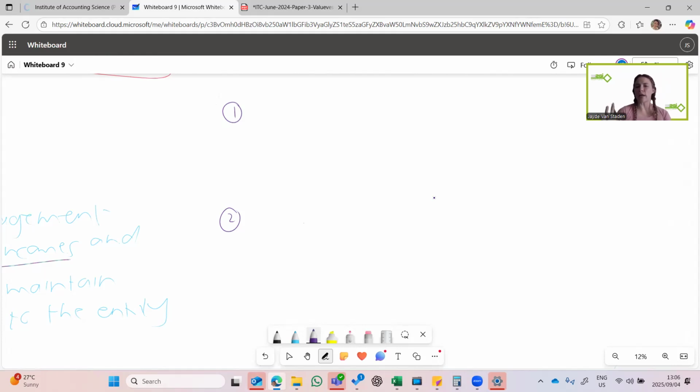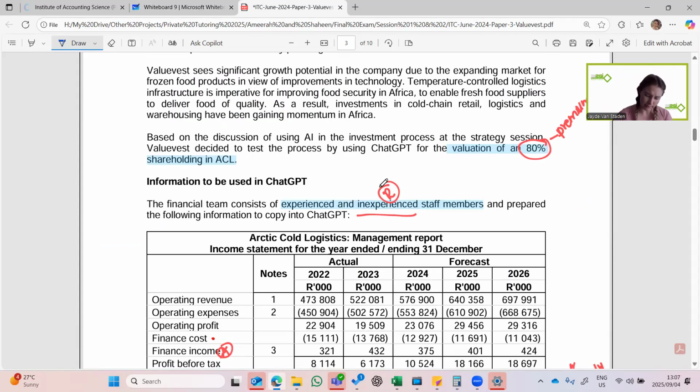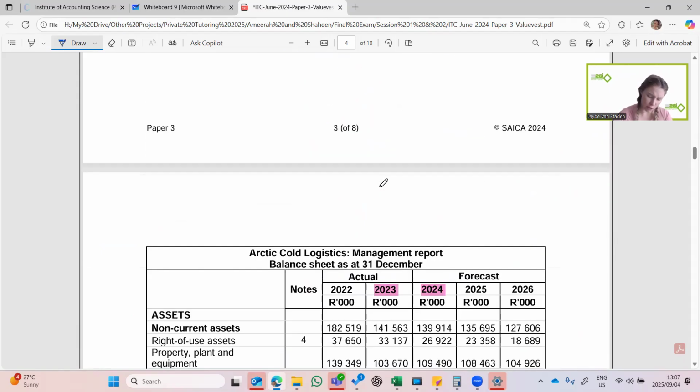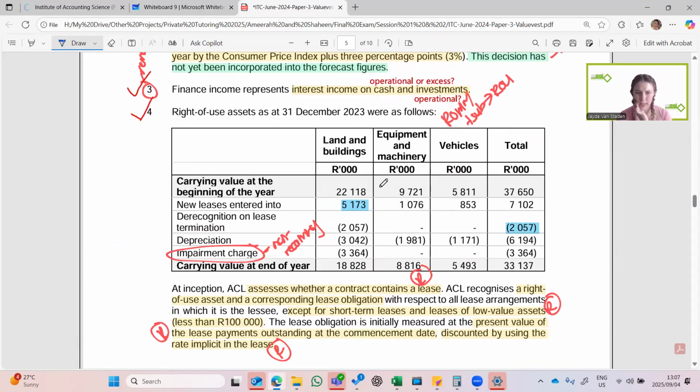So let's find a way to try and word this. Okay, so if I go back to my scenario, I can see they have a specific note, which I identified during my reading time, that speaks to the right of use assets.